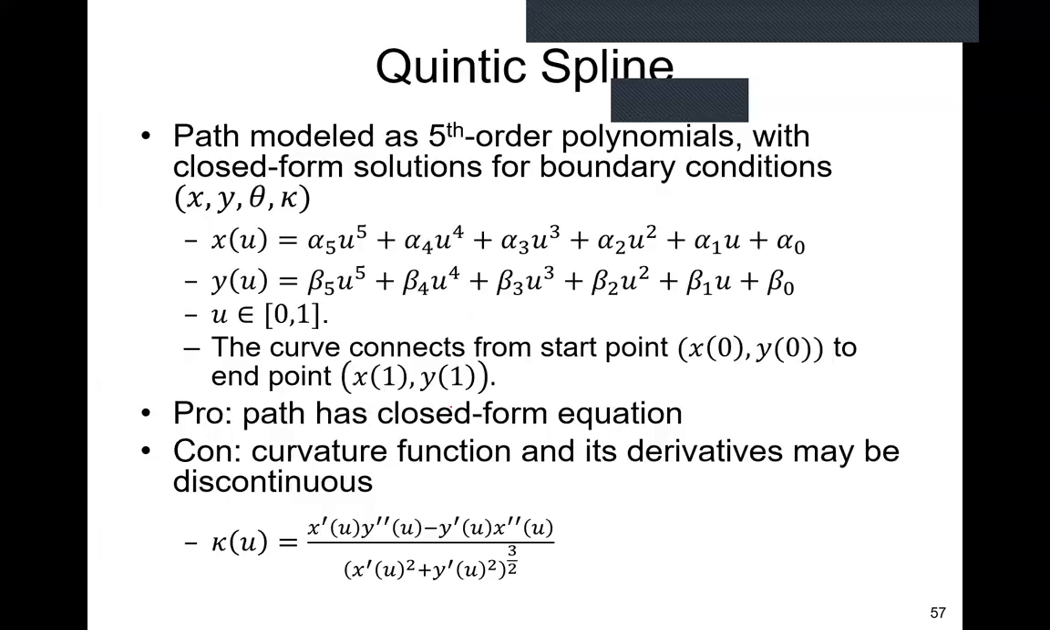So it has a closed form equation, but the drawback is that the curvature along this polynomial curve, and its derivatives, may be discontinuous. So this is the formula for getting the curvature at any given point on the path, which I'm not explaining in detail. But the point is that it may not be continuous at every point.